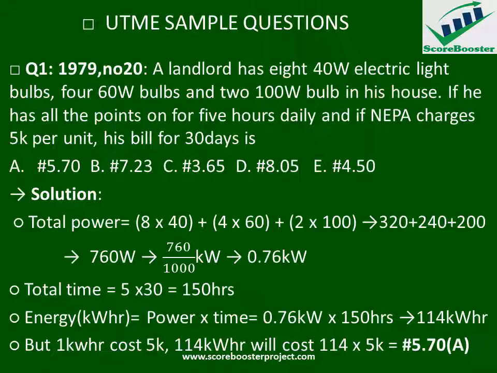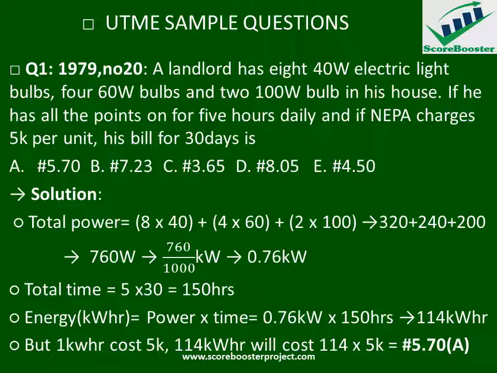Now that we know the total power, we also need to calculate time. And from the question we are told that he is going to use it for 30 days, 5 hours daily. So the total number of hours will be 5 times 30, which is 150 hours. Now for us to get the energy consumption, energy will be equal to power times time. We recall from our video 10 that we said power equals energy over time. Then when you cross multiply, you get energy equals power times time.